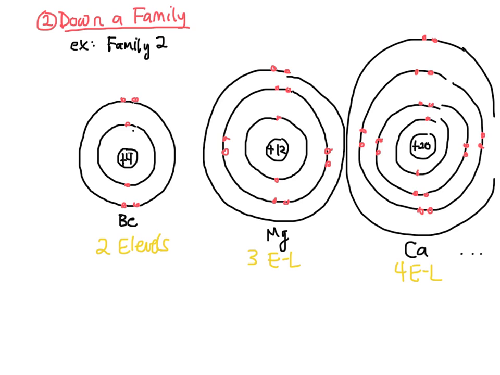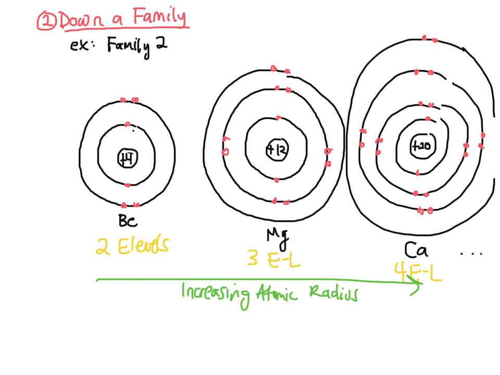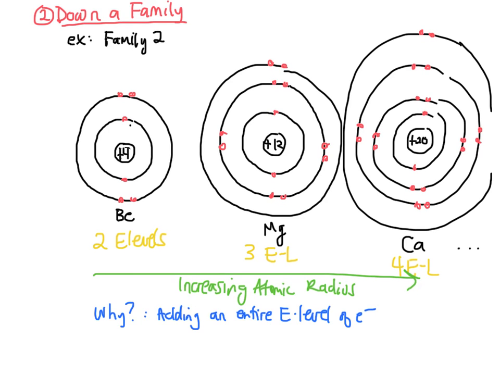So when you go down a family, you will find that the trend in atomic radius is an increase in atomic radius. The reason is that you're adding an entire energy level of electrons as you go down a family, which is just going to make the atom get bigger and bigger. So again, the trend as you go down a family is an increase in atomic radius as you go from the top of a family to the bottom.